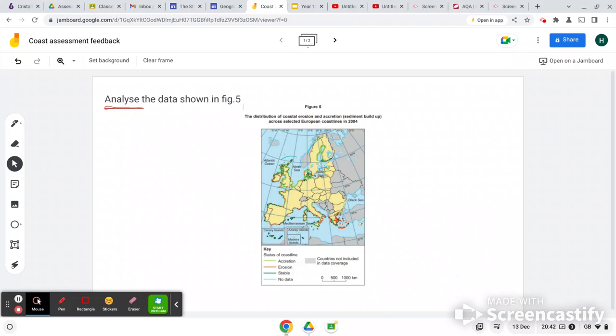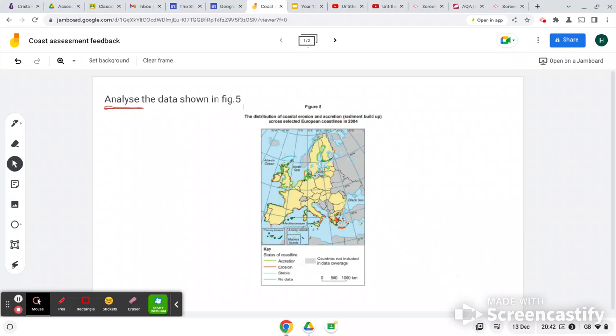Another comment that I have made is mainly descriptive. It is not enough to just describe exactly what you see. You need to add value to the figure. It's a good idea to annotate your figure before you start answering the question. You should be trying to identify trends and patterns.